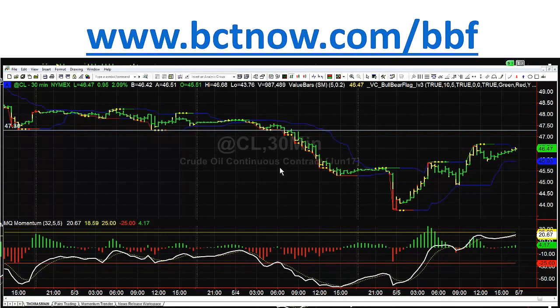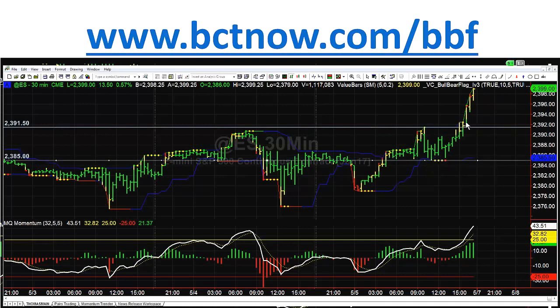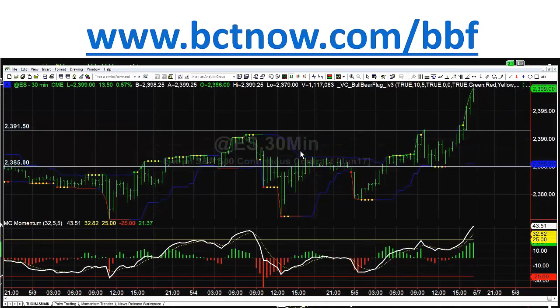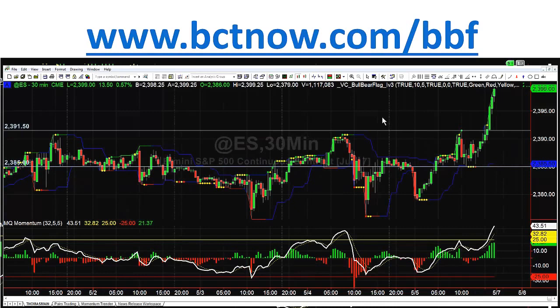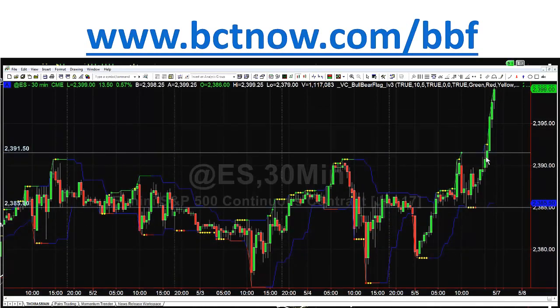Now you can go look at something like the S&P. So here's your consolidation. Here's your breakout. Here's your yellow dot for the pending bull flag. And there's a trigger and acceleration. Here, let me turn off value bar so you can see a little easier. I'll make a candlestick chart as well. We'll get rid of MQ momentum also. All right, so breakout of the channel. Yellow dot triggers, accelerate higher.